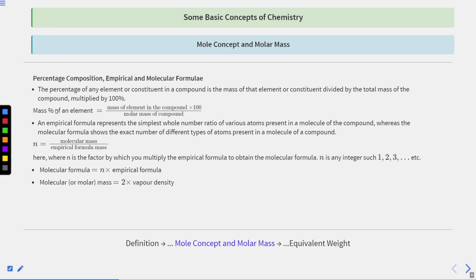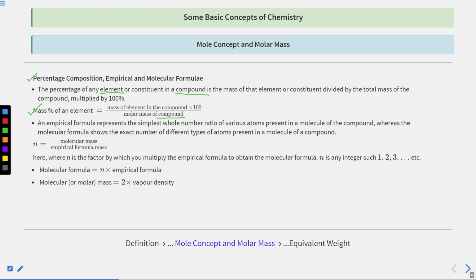Moving on, percentage composition, empirical and molecular formula. The percentage of any element or constituent in a compound is the mass of the element or constituent divided by the total mass of the compound. So if we want to find the mass percent or percentage composition of any element in a compound, we calculate the mass of the element in the compound, multiply by 100 for the percentage, and divide by the molar mass of the whole compound.